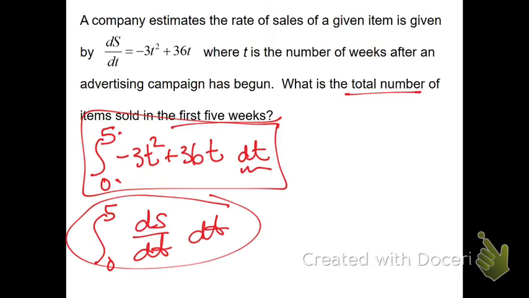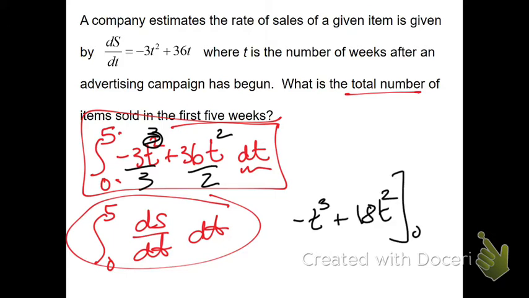Okay? By hand, quick review, we would add 1 and divide by the result. So we would get a negative t cubed. Add 1, divide by the result, and we would get 18t squared. I would evaluate that from 0 to 5. That means plug in 5 for my t's, plug in 0 for my t's, and subtract. Okay, go ahead and finish that math. I'm going to skip ahead because I know you know how to do that. I'm going to skip ahead to how you put this in your calculator.